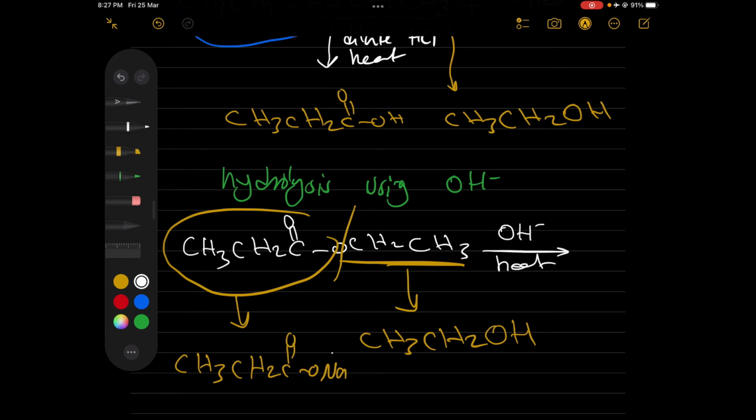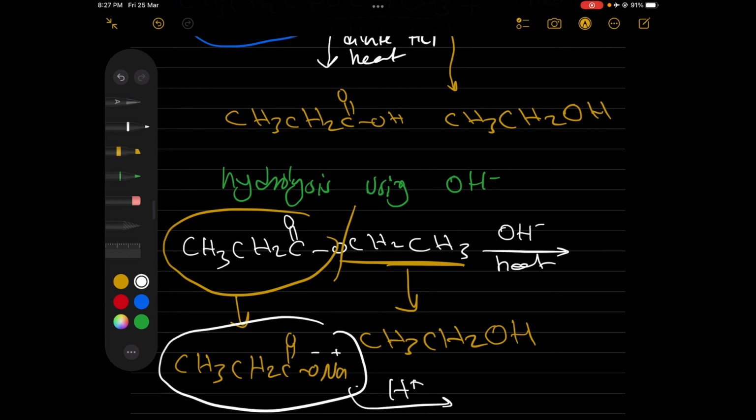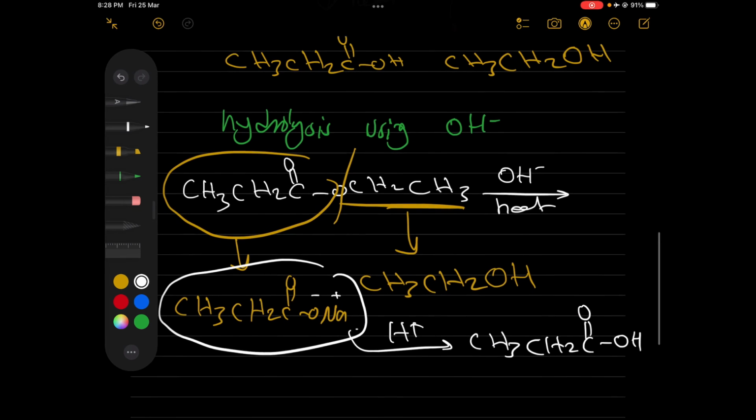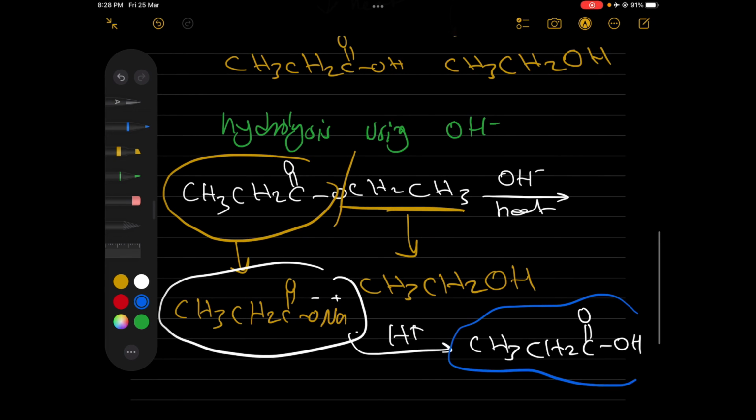Okay, so in this case, this compound, you can make acidification by adding more acid, and then you can change it to acid as well. CH3, CH2, C double bond, OH. Okay, so this is the compound that you can use in here, and this is carboxylic acid, and this is the ethanol or the alcohol.